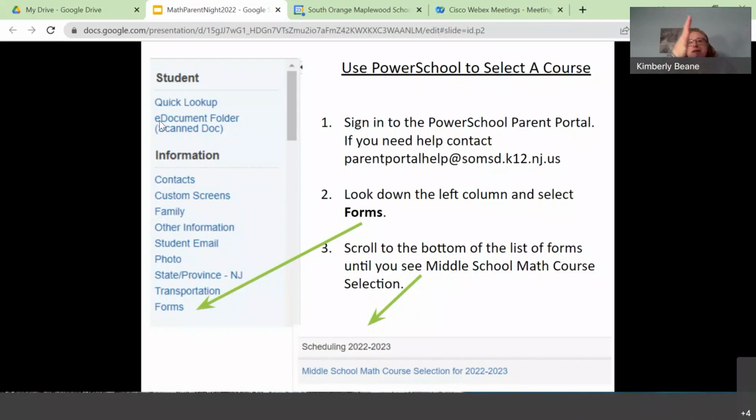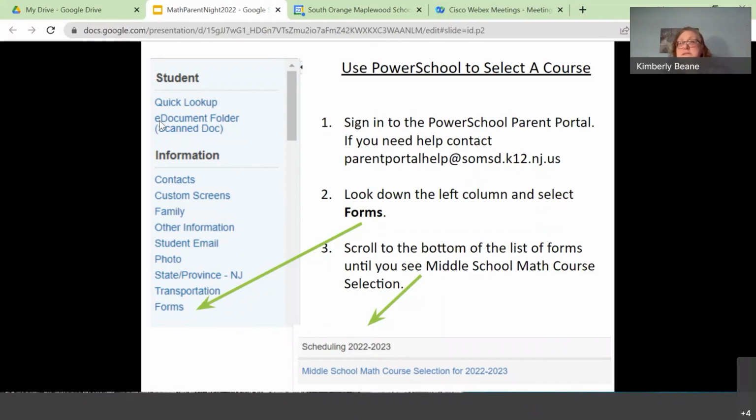They often know some workarounds with that. But you want to look down the left-hand column until you see the word Forms. And then you click on Forms. When you click on Forms, you're going to get this list of different forms that may or may not be relevant to your child. Some will be relevant, some will not. And you're going to scroll down that list until you get to the form that says Middle School Math Course Selection for 2022-2023. And you'll click on that.